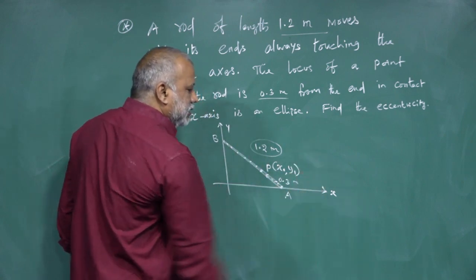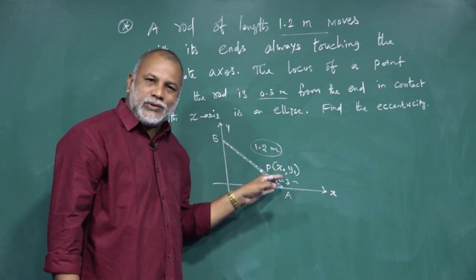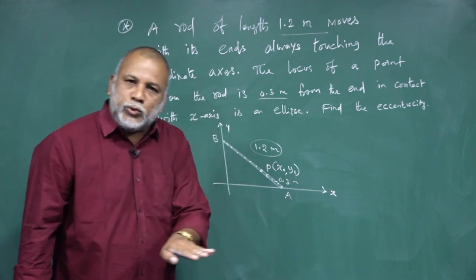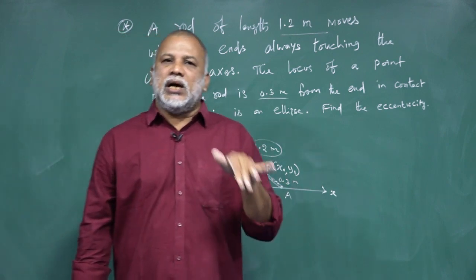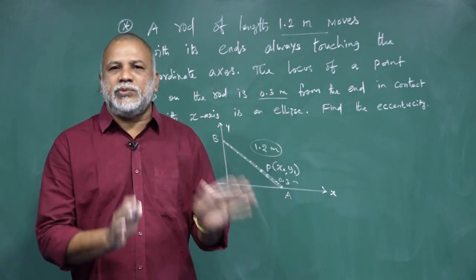This is the given data. Now we are going to work out the locus of this point P of x1, y1. We are going to prove it is an ellipse, and also find the eccentricity of this ellipse. This is the concept they have given.